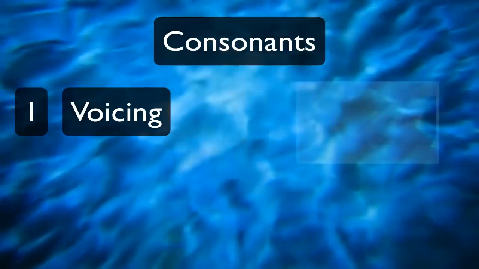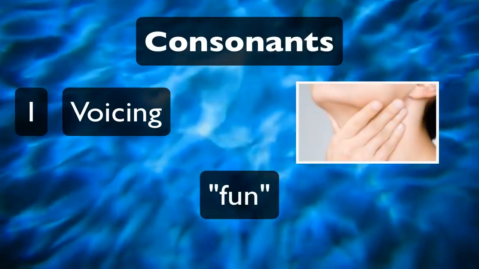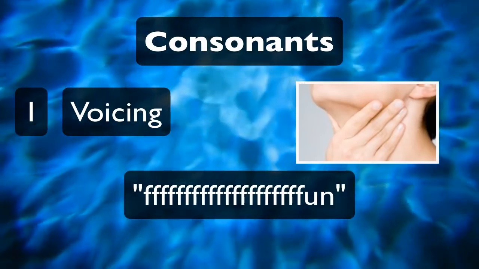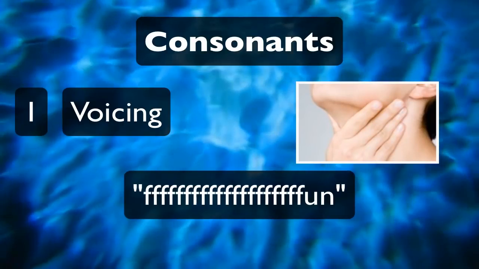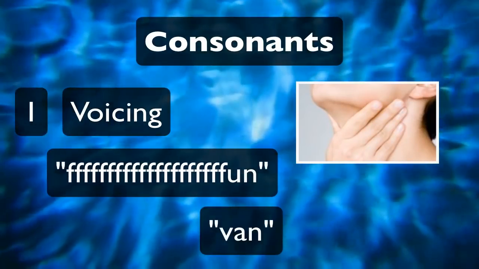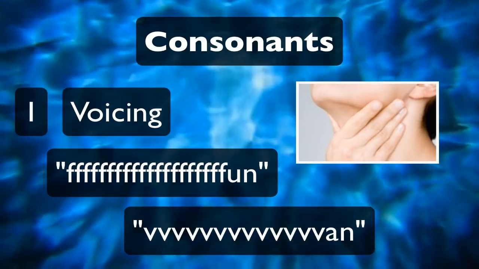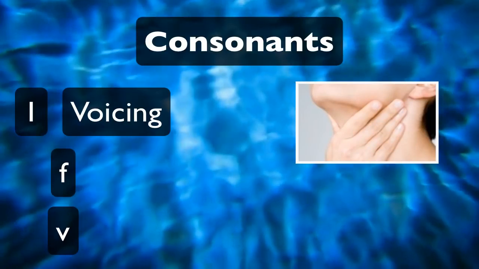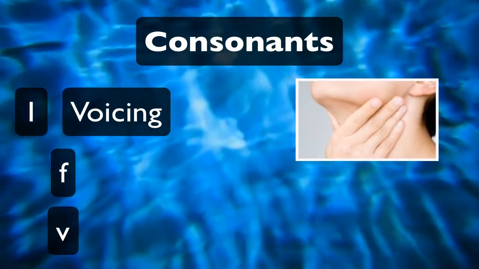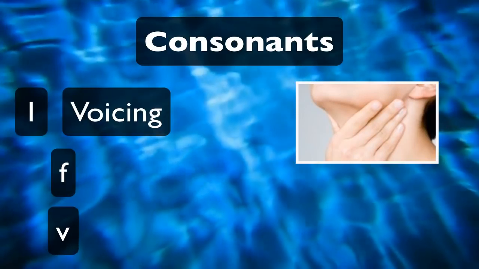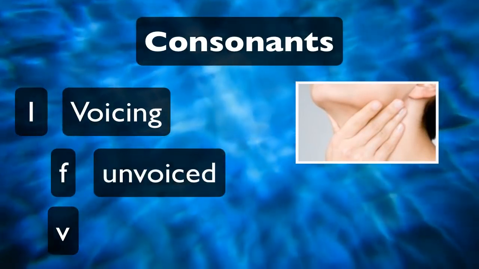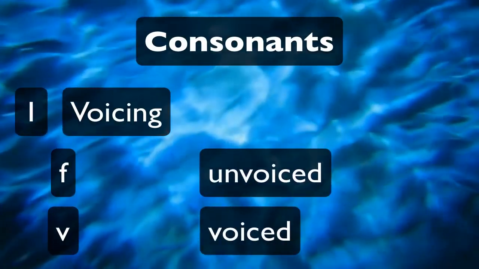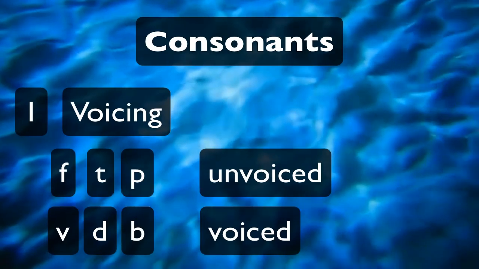Put your hands on your throat and say fun, but stay on the F. Go fun. Do you feel anything at your throat? You shouldn't. If you were to compare that with van, for example, and you stay on the V, your hand should feel a buzzing in your throat. F and V are a pair of consonants that are identical except for that buzzing in your vocal cords. F is known as an unvoiced consonant because your voice isn't active, and V is known as a voiced consonant. Most consonants in English come in voiced-unvoiced pairs like T and D and B and P.